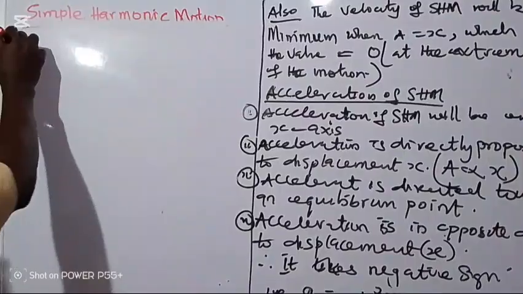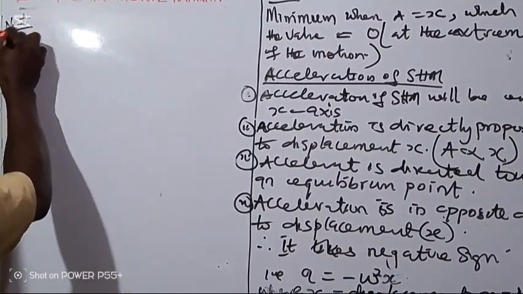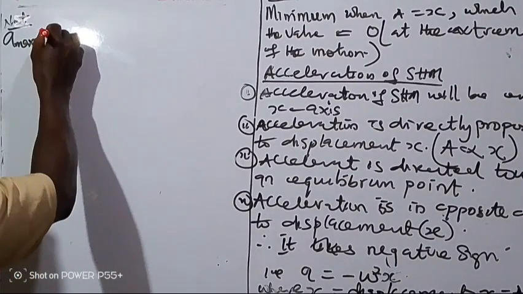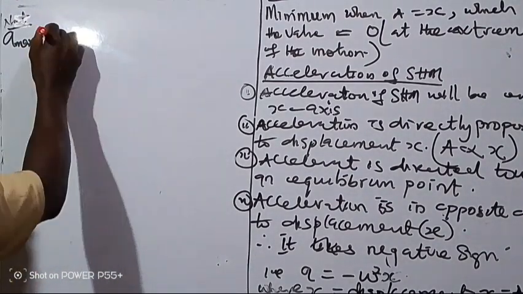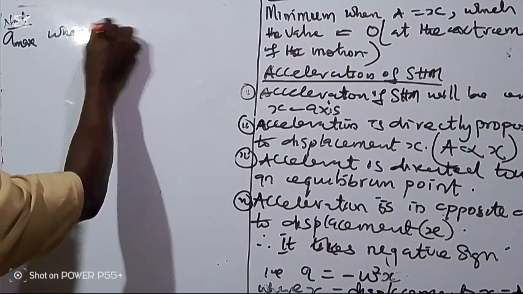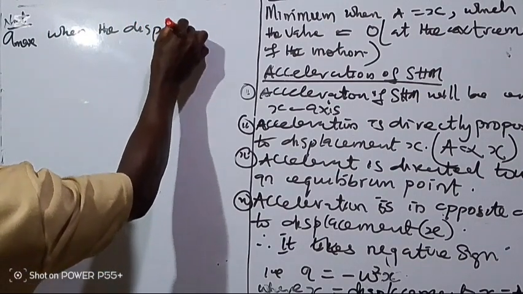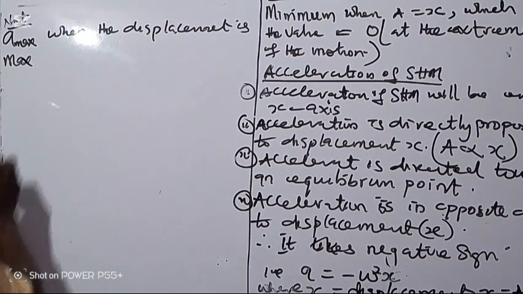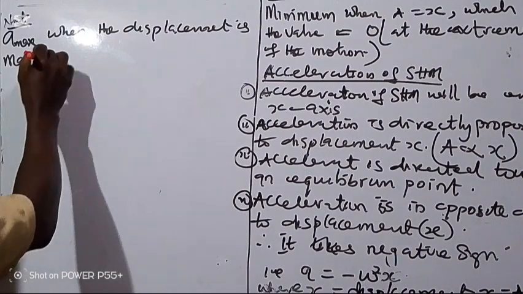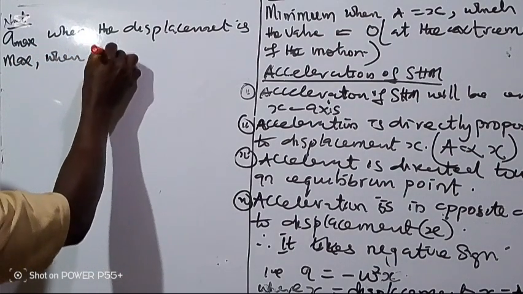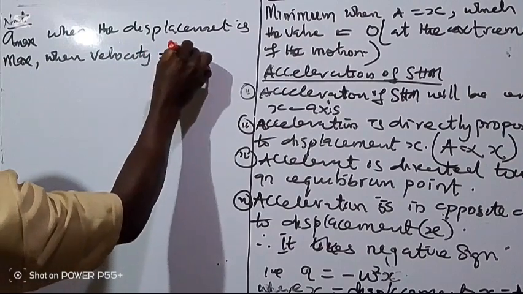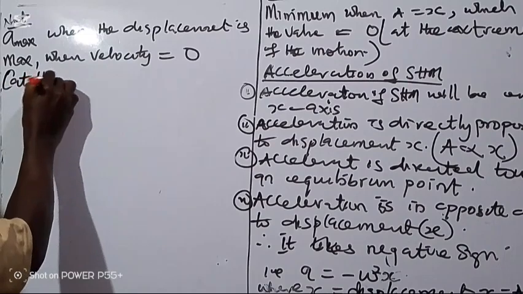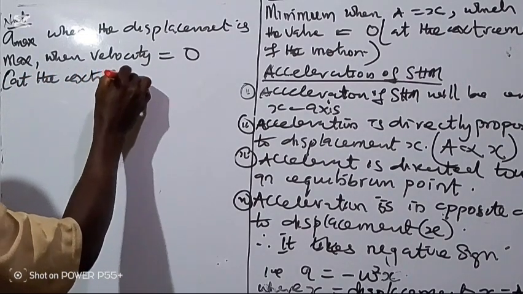Maximum acceleration, that is, A will be maximum when the displacement is maximum, and rather when velocity is equal to 0. And this will occur at the extreme point of the motion.